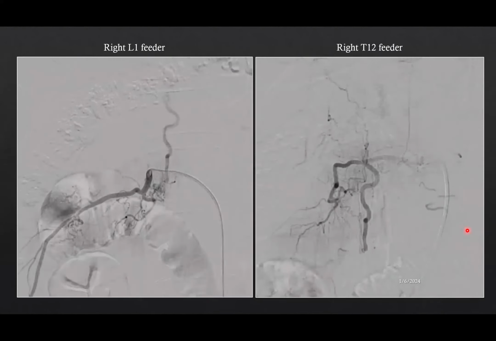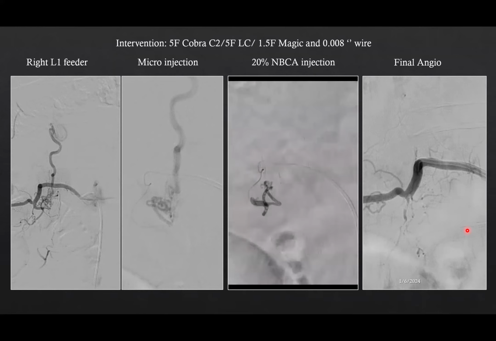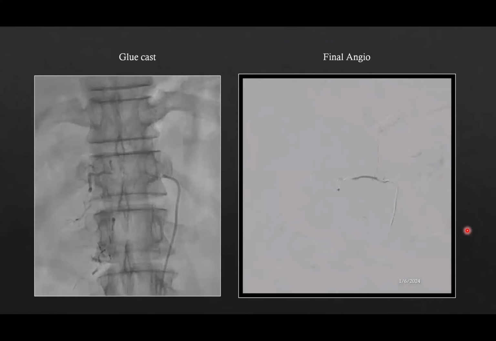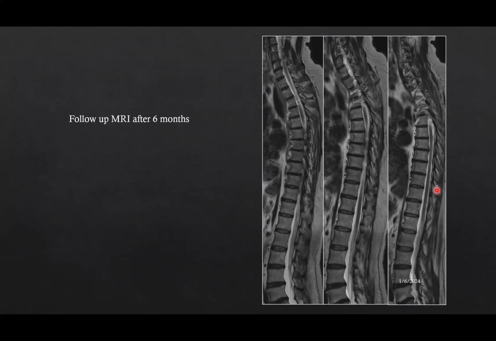This is a glue injection. This is for the second fistula, and this is the final angiogram showing complete exclusion of the fistula, and this is the glue cast. Now, the follow-up MRI showing complete resolution of the perimedullary flow voids and parenchymal changes.